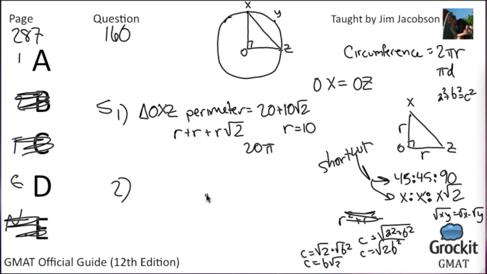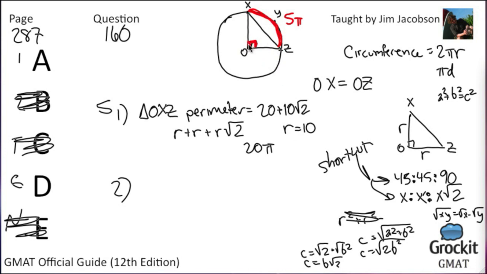Statement 2 for this problem: the length of arc XYZ is 5 pi. So I'm just going to fill this in on our drawing since we don't need it for statement 1 anymore. So this thing here is 5 pi. And this is one of the neat things about the properties of circles. If you know the measure of the angle that generates an arc, you know what fraction of the overall circumference that arc length is.